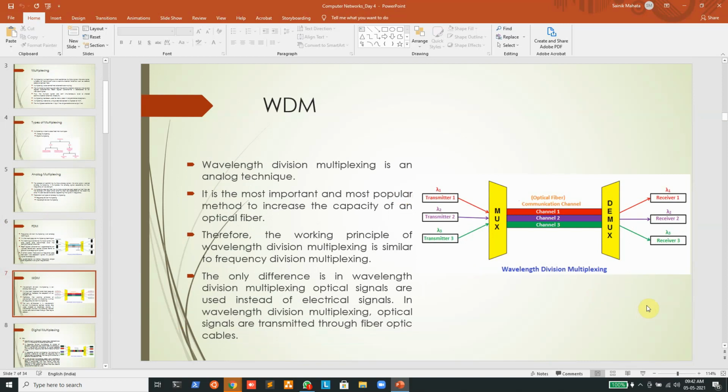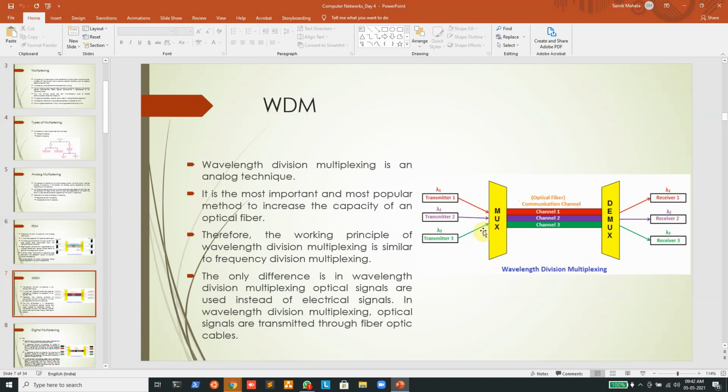Okay, now what is the function of a prism? Suppose in this diagram, transmitter 1 is sending us data, and that is red in color, for example. Transmitter 2 is sending data that is violet in color, and transmitter 3 is sending data that is green in color. Now what is the function of this mux, or this prism? What will the prism do?